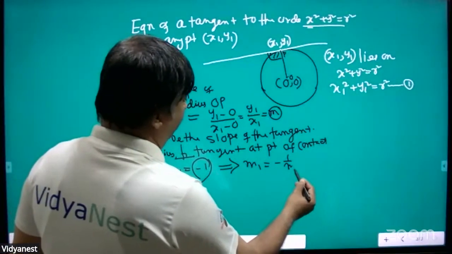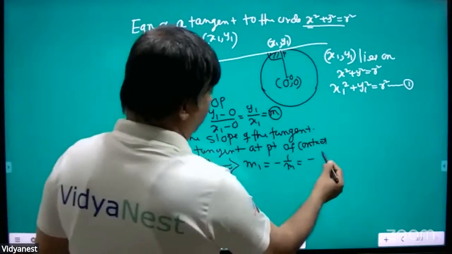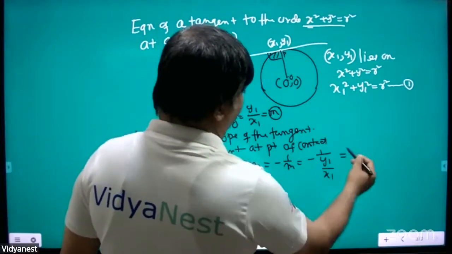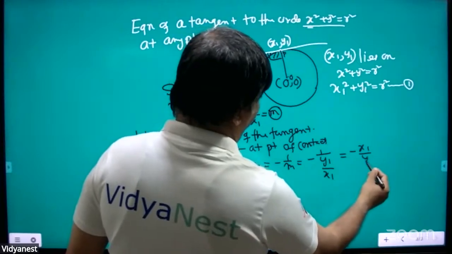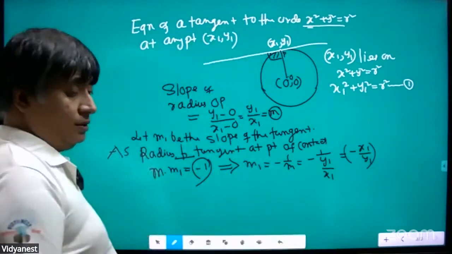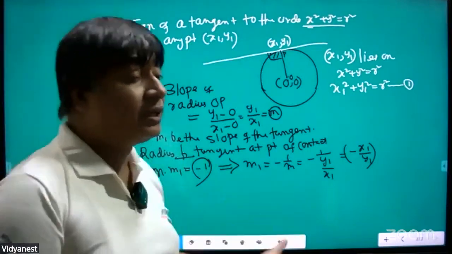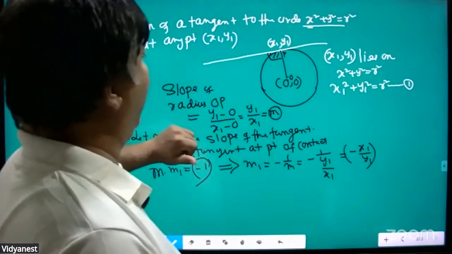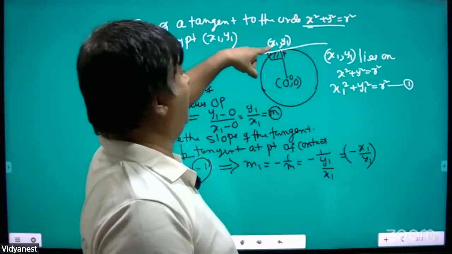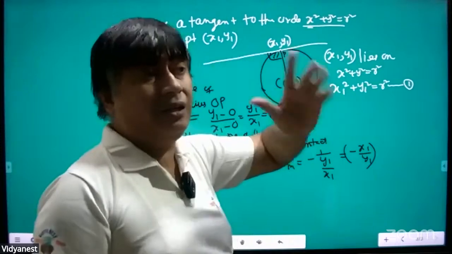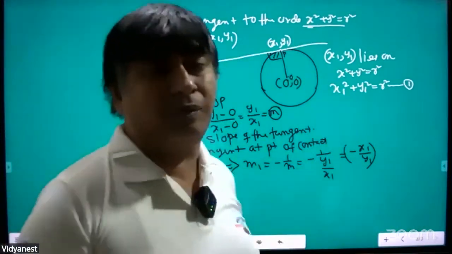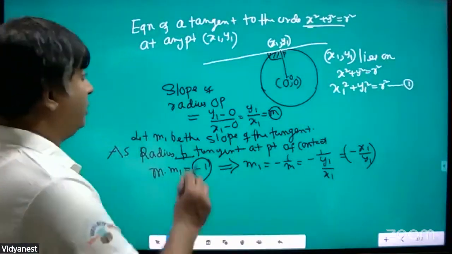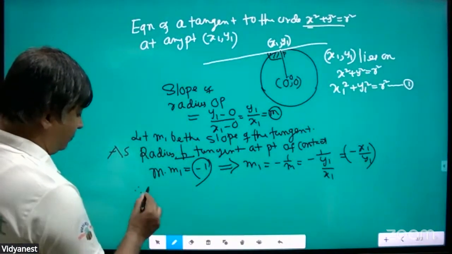minus 1 by M. M क्या है? minus y1 by x1. x1 will go up. So this is the slope of the tangent. तो tangent तो खुद ही एक लाइन है. तो लाइन का इक्वेशन क्या है? जो एक पॉइंट से पास कर रहा है, स्लोप भी दे दिया, y minus y1 m x minus x1, है कि नहीं? हाँ सर.